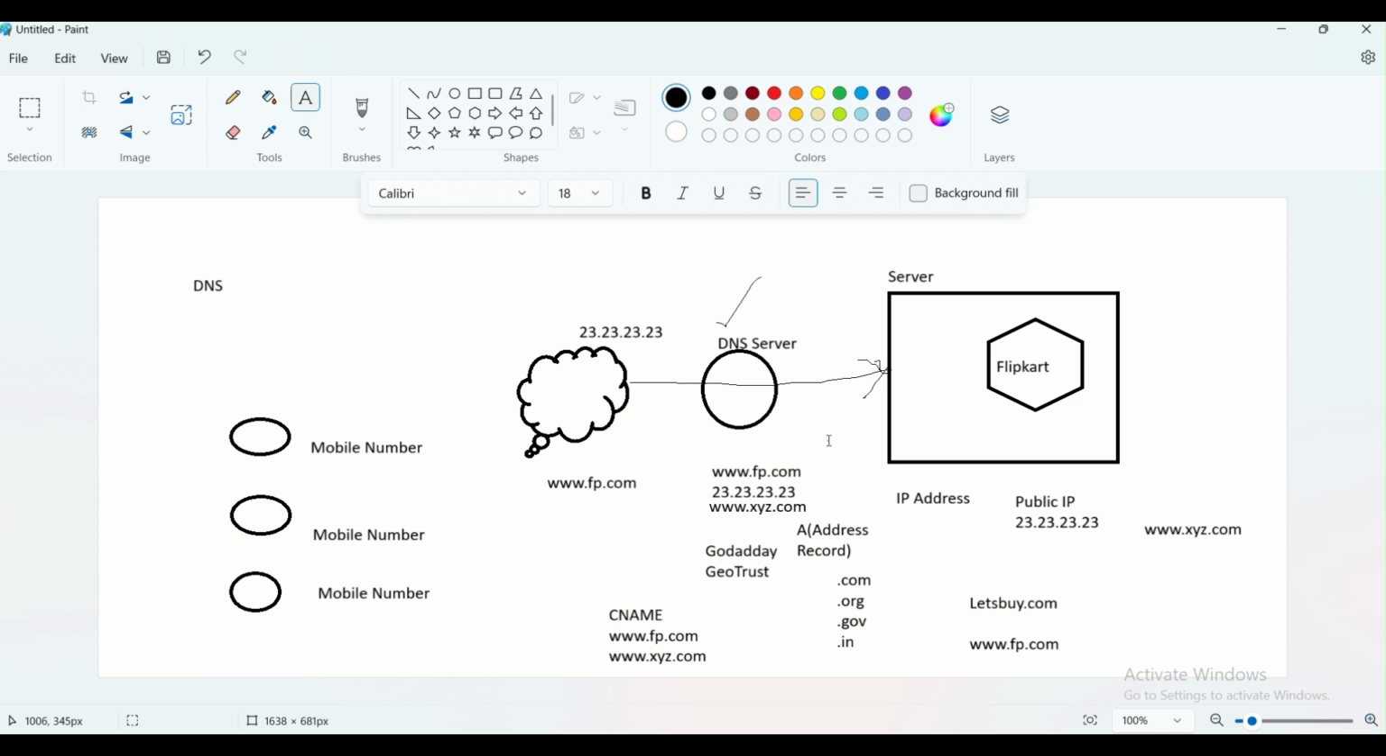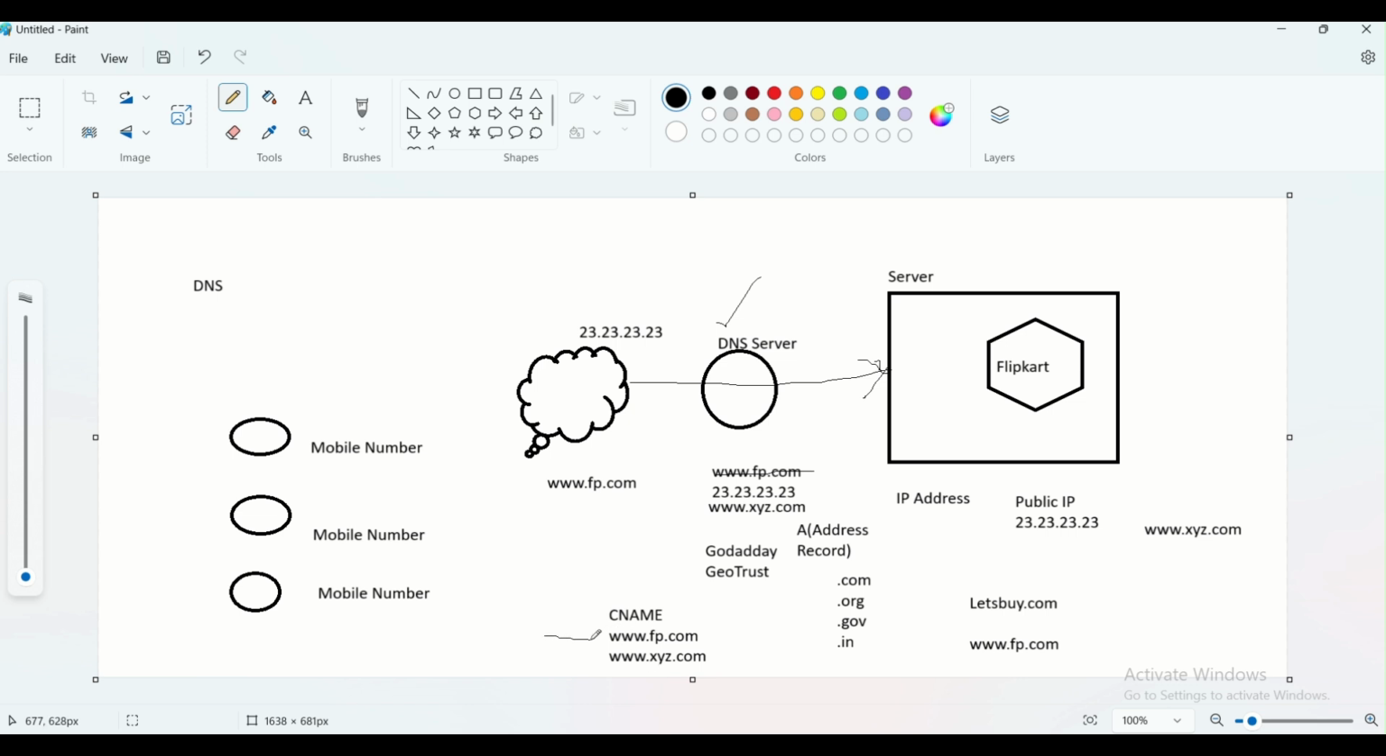Now if you consider the same scenario, people will start browsing www.fp.com. It reaches the DNS server. Since it has a CNAME, it will resolve the exact hostname. The request is coming to fp.com, but it must replace this fp.com with xyz.com. This xyz.com has an IP address, so it takes this IP address and reaches out to the server. So this is the concept of CNAME.